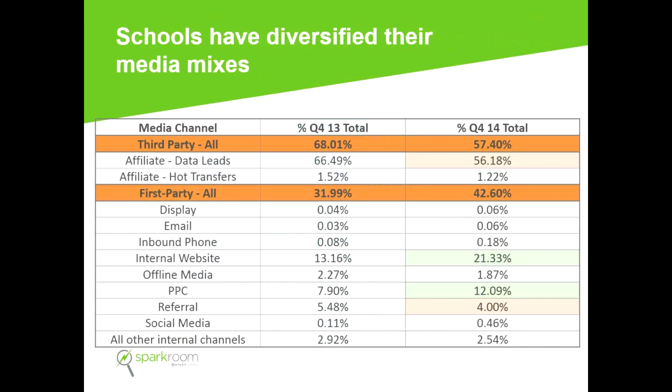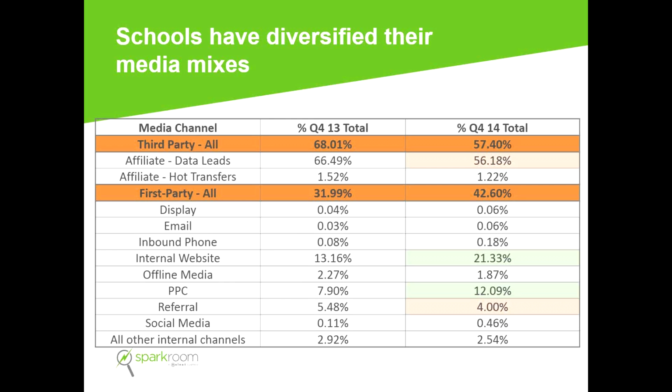We looked earlier at the overall shift from third-party heavy media plans to more first-party centric or balanced mixes. But you can see here that even as late as Q4 2013, schools were still relying on affiliate inquiries to make up nearly 70% of their inbound prospect funnel. In 2014, that focus gradually shifted, and the change most impacted affiliate data leads. Hot transfers are down slightly as well, but only by about 0.3 of a percentage point.